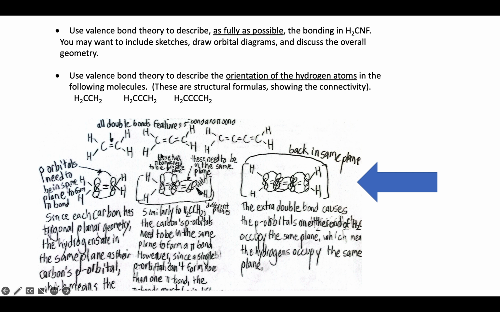So we find that for the central one, the hydrogen atoms are not in the same plane, but they're perpendicular to each other. And a discussion of how if we have 1, 2, 3, 4 carbon atoms, it returns it back into the same plane.